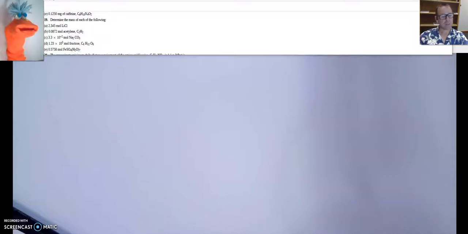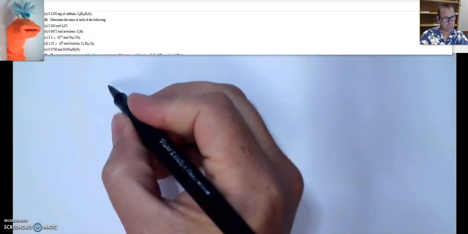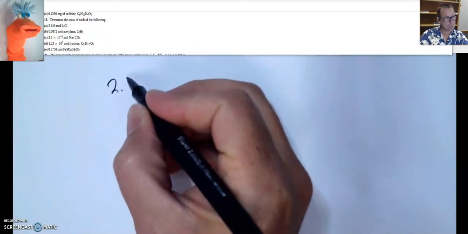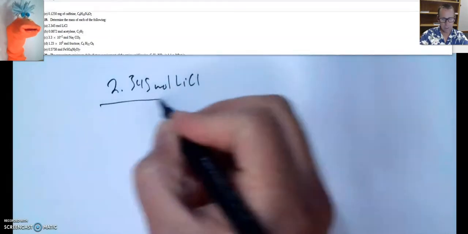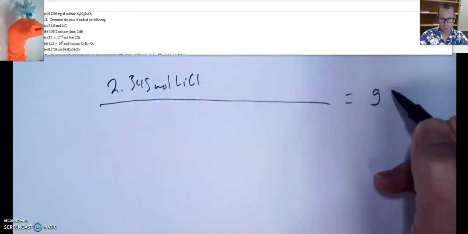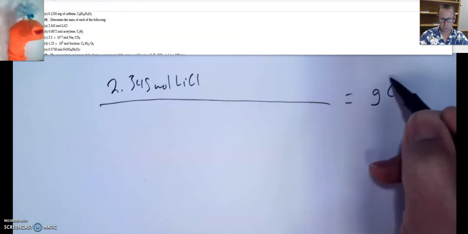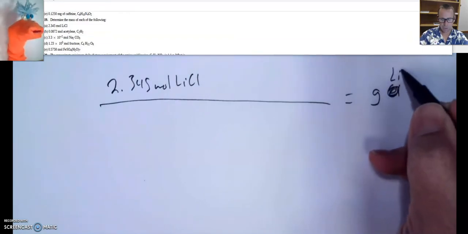So, we do number 19 here. Determine the mass of each of the following. So, 2.345 moles of lithium chloride. Okay, so they provided me 2.345 moles of lithium chloride, and I want to go to grams of lithium chloride, correct? Yeah, that's right. All right.